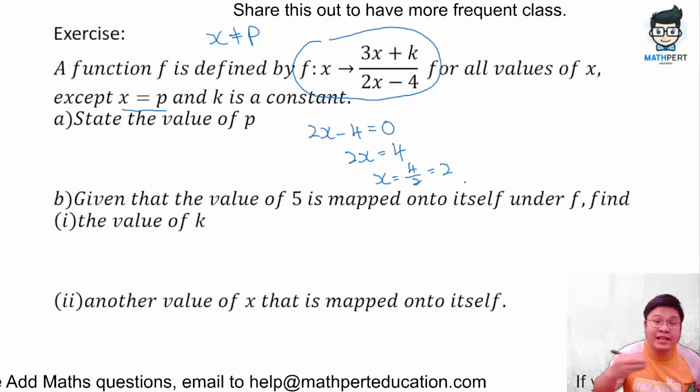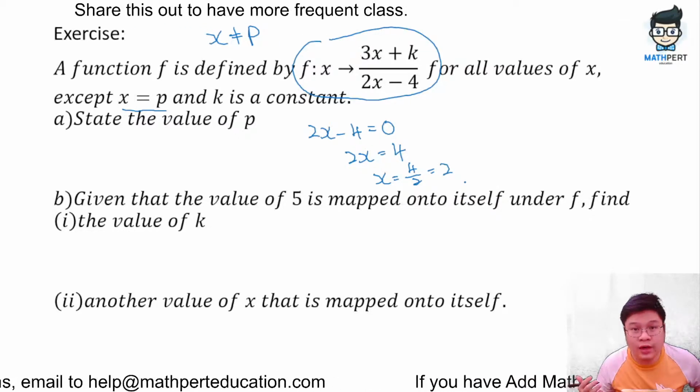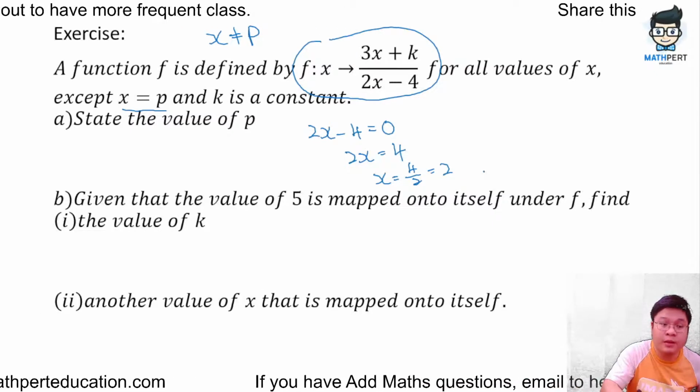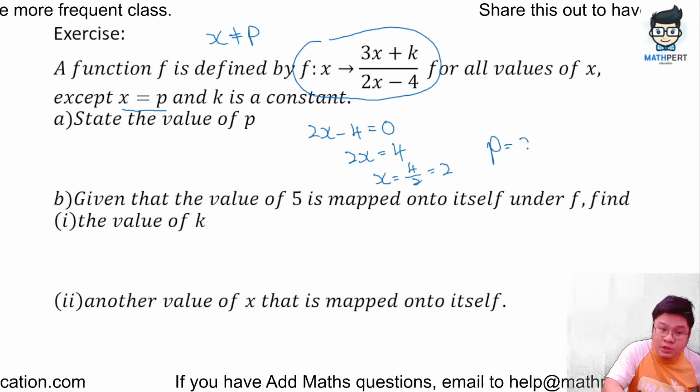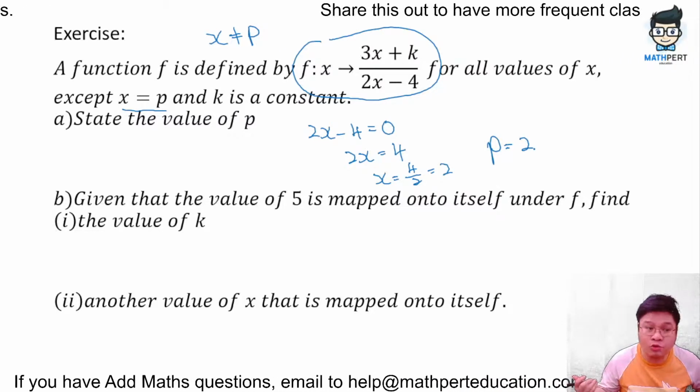So when x equals 2, the denominator will become 0, and the denominator cannot be 0. Therefore, x cannot equal 2. So P is equal to 2.